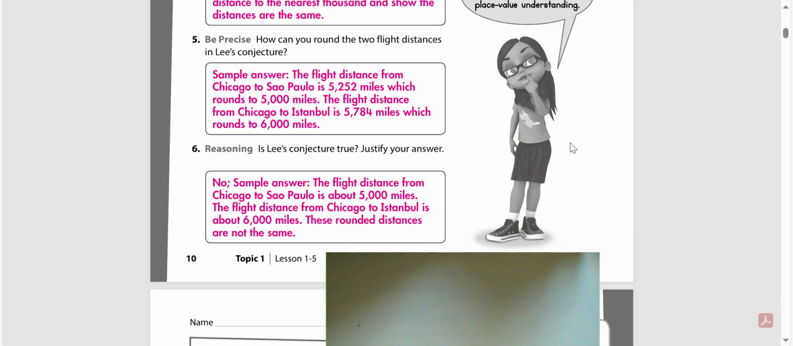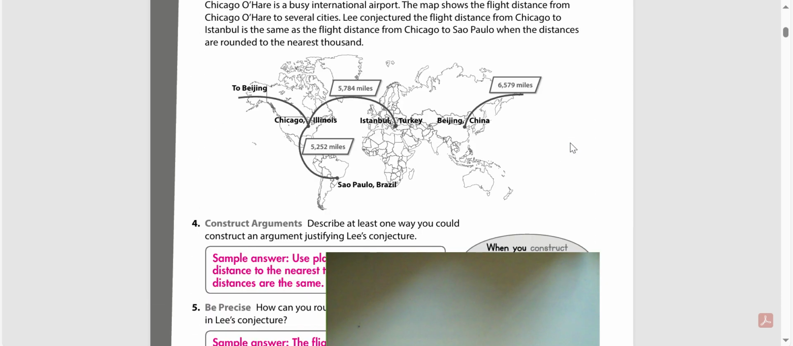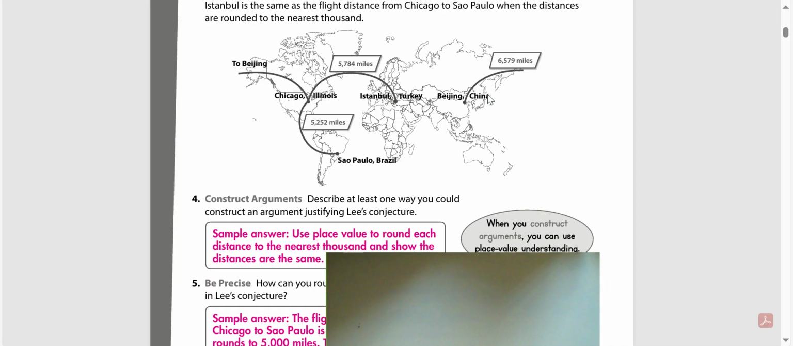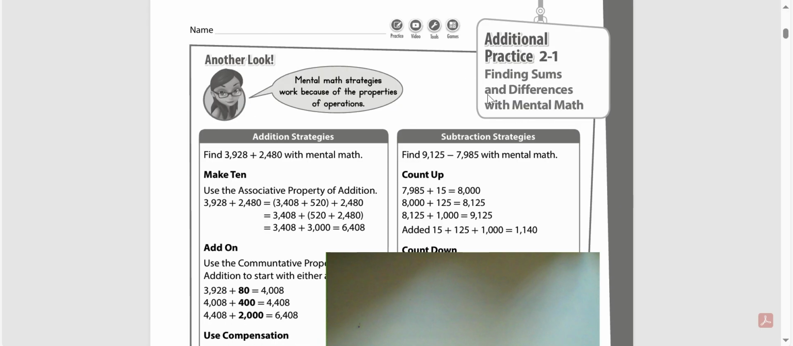But I solved this example by approximating to the nearest thousand. They are different. We have here 5,000, this will be 6,000, and this will be 5,000. This number will be 7,000. They are different when approximating, not exactly the same.